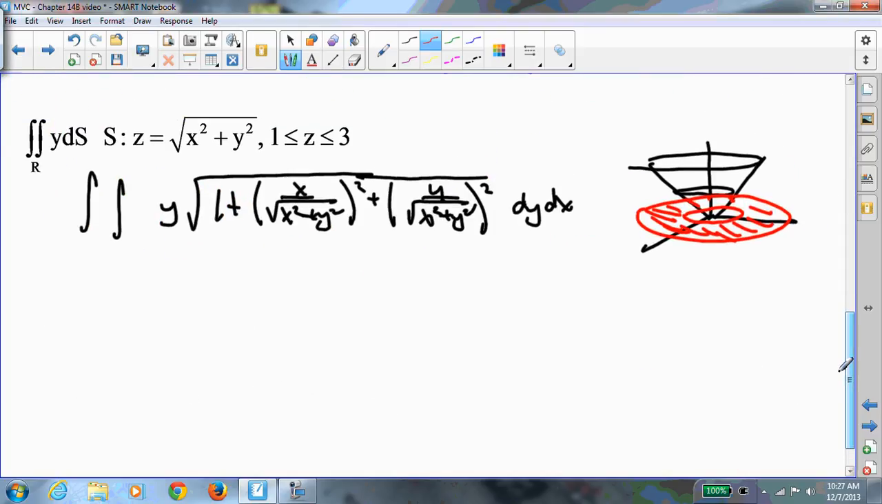So this would be an ideal time to use polar, because in polar, I would set up the interval from 0 to 2 pi. R would go from 1 to 3. Y would be r sine theta. The cone is really nice because what this reduces to is x squared plus y squared over x squared plus y squared. So actually all that reduces to square root of 2. And then my r d theta for my polar unit for dy dx.